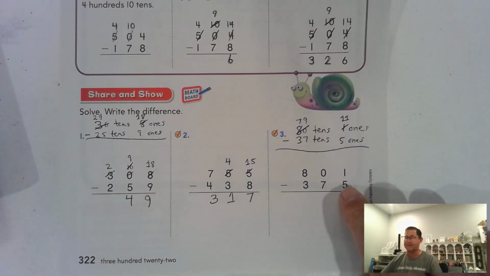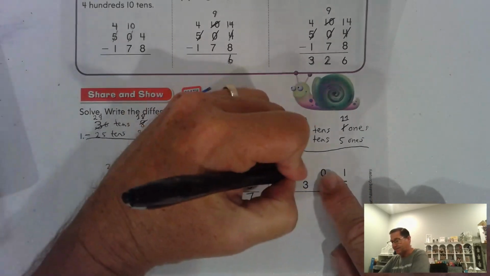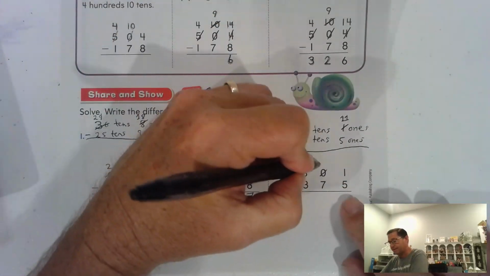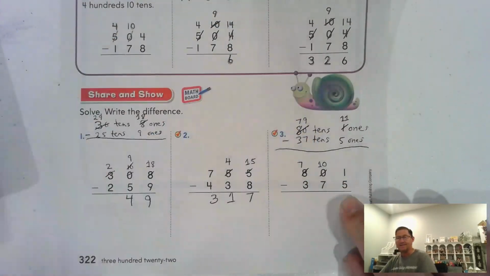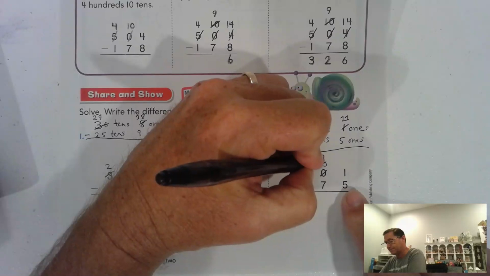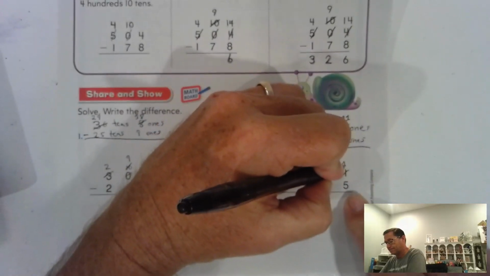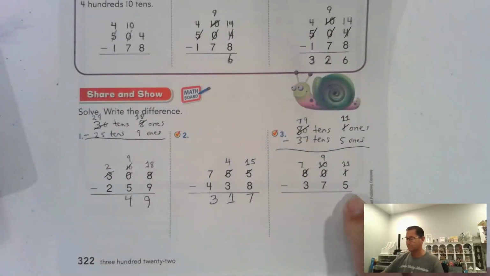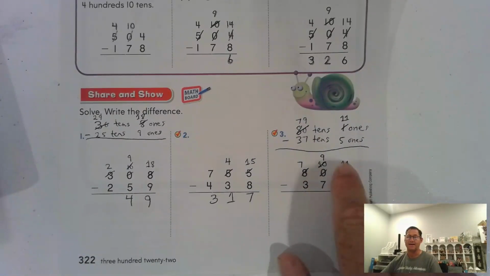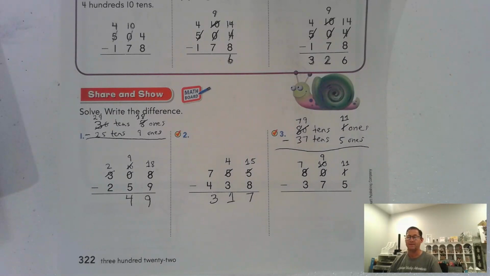Okay, I can't take 5 from 1. There aren't any 10s to regroup. So I need to make the 10s big enough first off. So I'm going to trade one of the hundreds for 10 10s. Now I can trade one of these 10s for 10 ones. And again, you notice that we have the same 7, 9, 11. Okay, so they both work out basically the same.